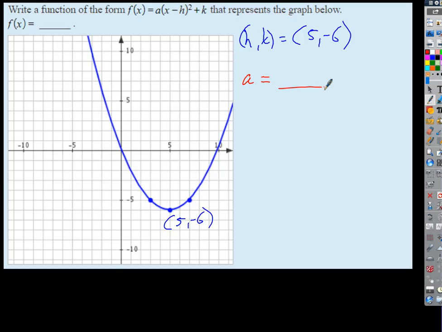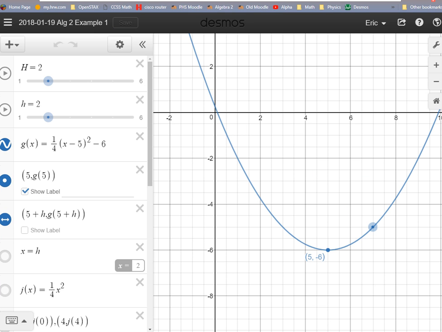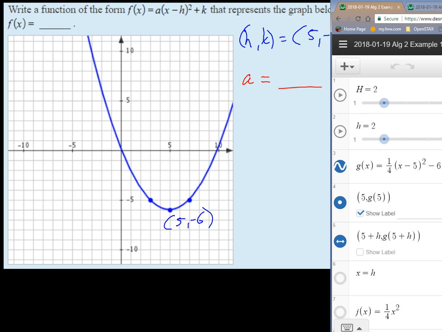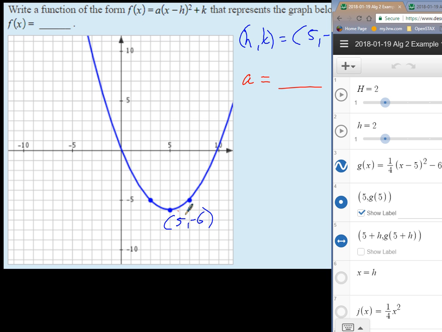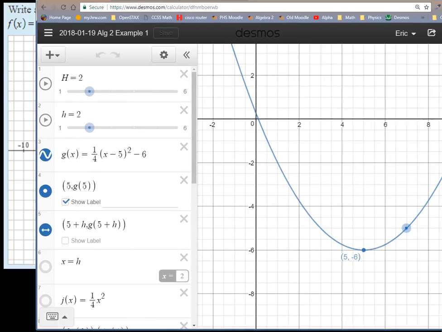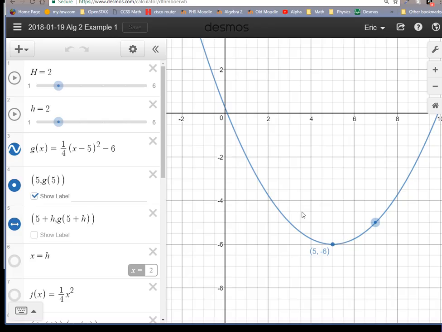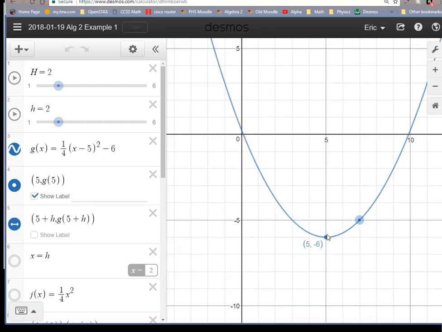Okay, well, to find out what A is, we already know what H and K are. Let's just translate this thing back to the origin. So the vertex is at the origin, right? If we do that, what do we end up with? So here's our starting point, 5, negative 6. Everybody agree? And the other point that we were given is over 2 and up 1, right? So there it is, over 2 and up 1. Everybody agree?